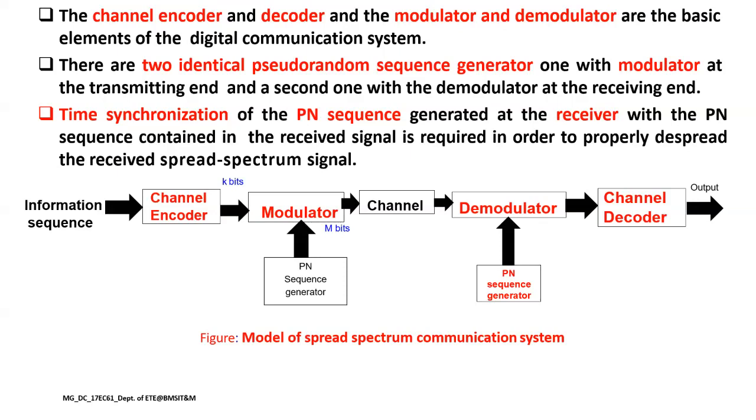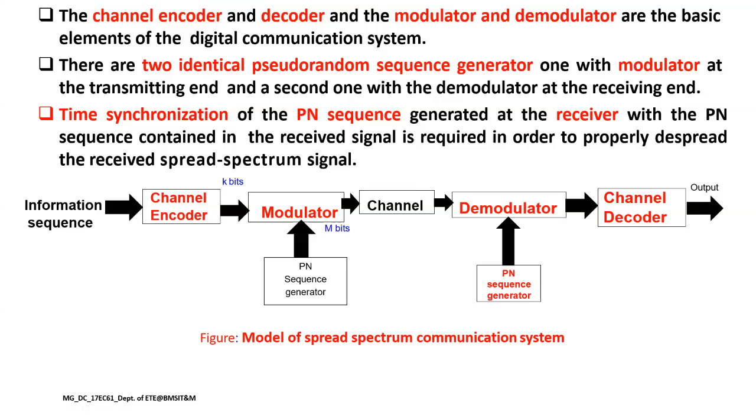To say the classification of spread spectrum communication, broadly there are two different types of spread spectrum communication systems. One is the direct sequence spread spectrum communication system. The second one is the frequency hop spread spectrum communication system. As I said, the type of modulator preferred is BPSK in the case of direct sequence spread spectrum, and in the case of frequency hop spread spectrum, the type of modulation preferred is FSK, that is frequency shift keying.